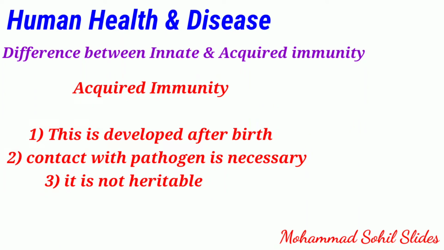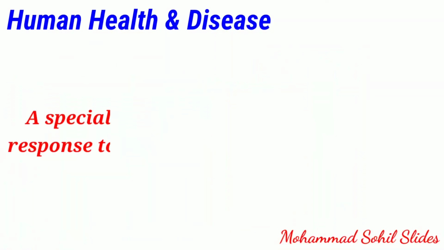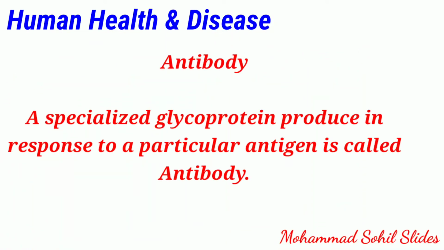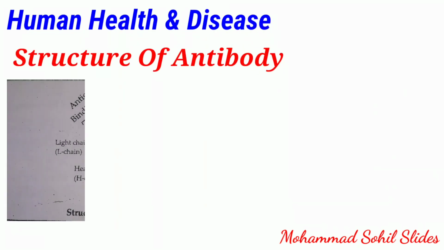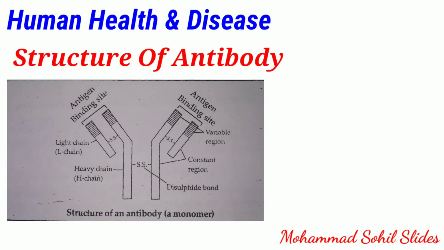Coming to the last topic of our today's session, that is antibody. So an antibody is a specialized glycoprotein produced in response to a particular antigen. Now coming to the structure of antibody. Antibodies are glycoproteins. They are highly specific to antigen. They are also called immunoglobulins, that is Igs. They are produced by plasma cells.